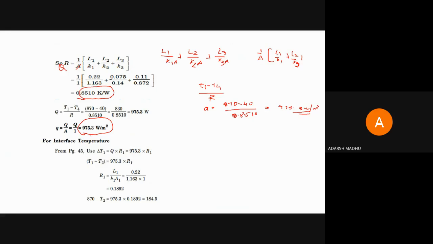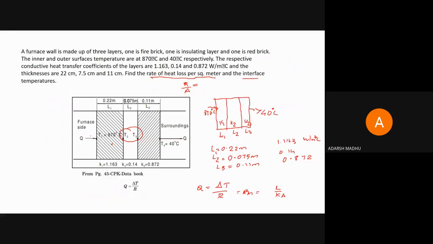So we get a solution for the first part, that is the rate of heat loss per square meter. Rate of heat loss is the same as rate of heat transfer. The question asks how much heat is lost, which means how much is transferred. So the meaning is to find the rate of heat transfer Q. Okay, the next one.